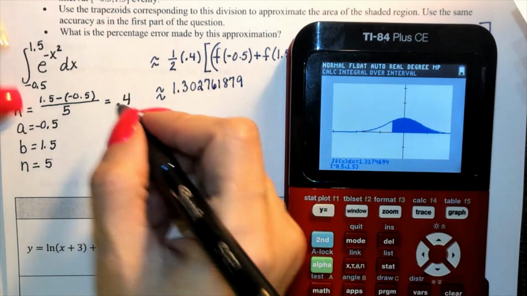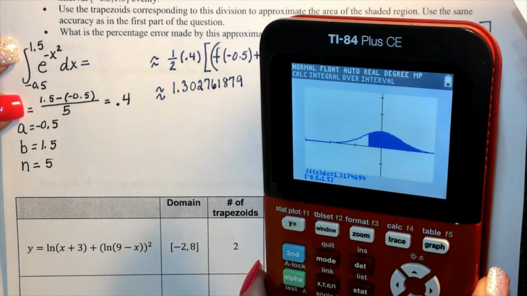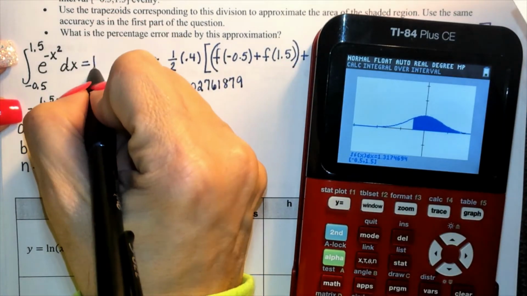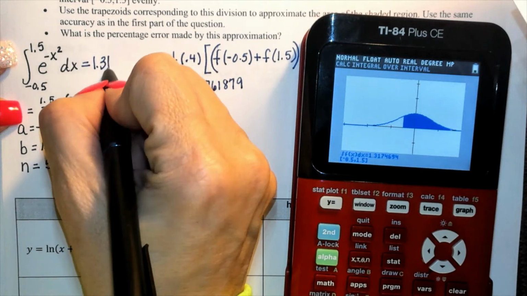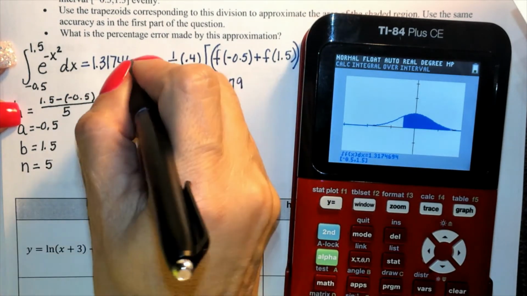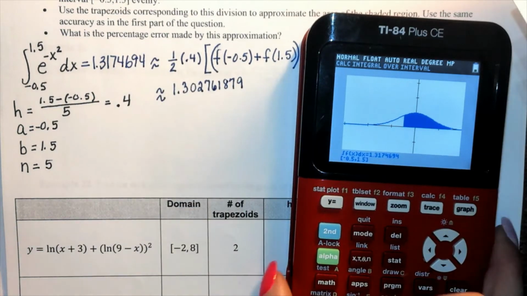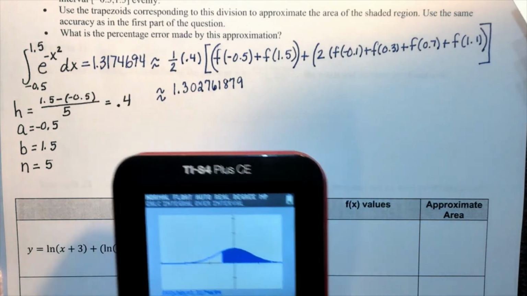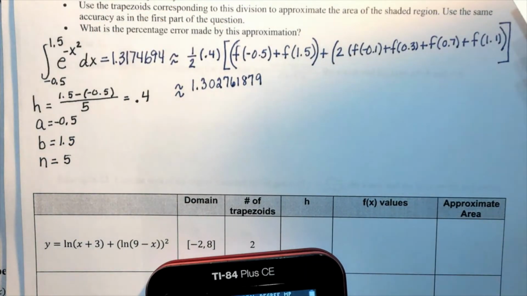I'll put it over here, that the actual is 1.31746, 94. That's the actual. Oh, you didn't have to do all that. Okay. Yes, they are going to ask you to do the trapezoidal rule, though, so be sure you know that formula and you know how to use it.